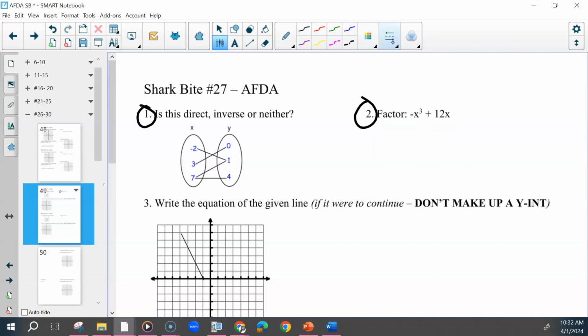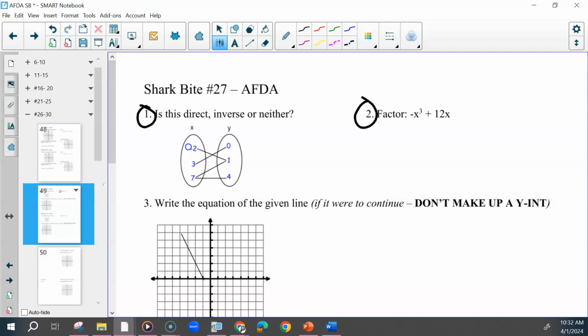Okay, for number 1, is this direct, inverse, or neither? We have to read this. So we're looking at each x and each y. Let's decide that first. Do we think it's direct or inverse?